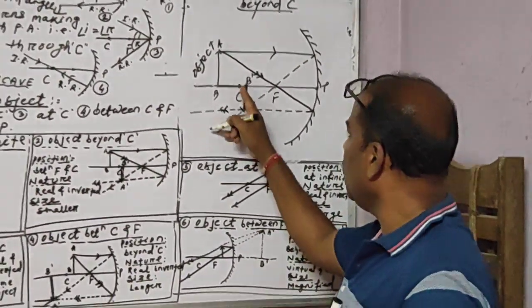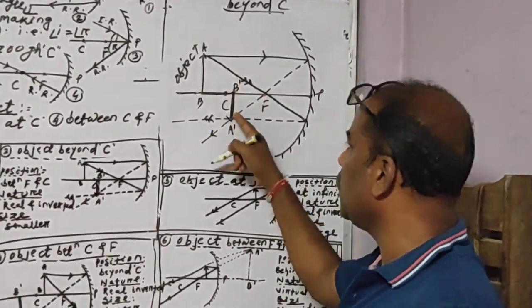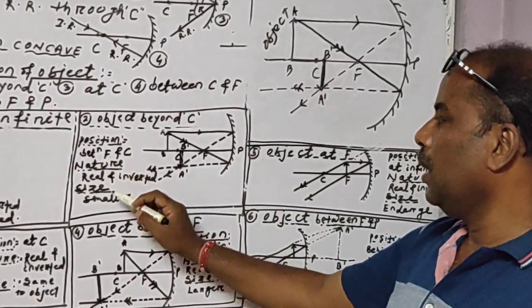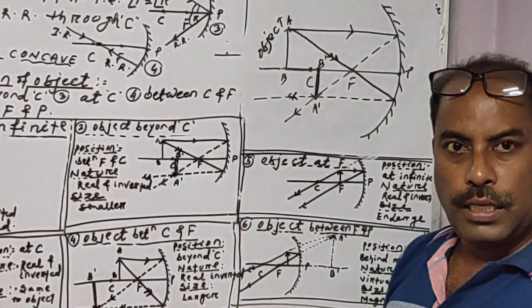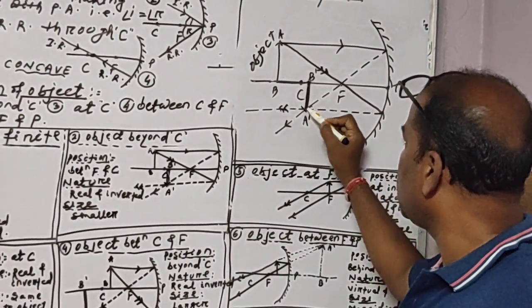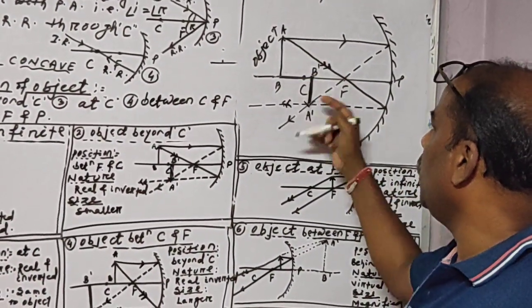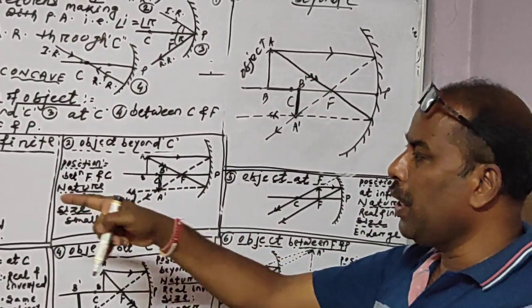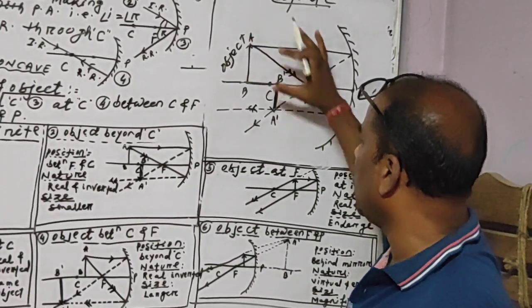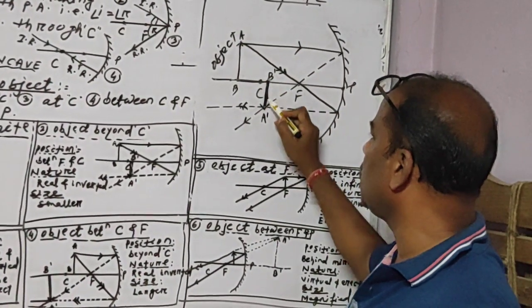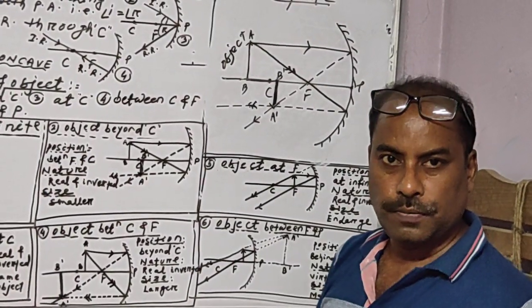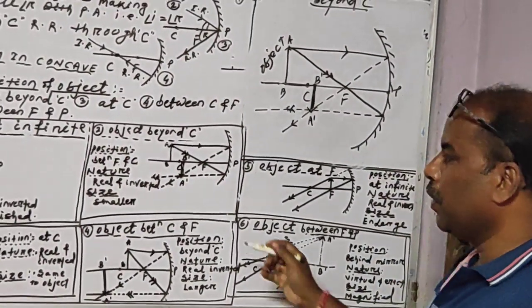And where is it forming? Between C and F only. Position is between F and C, that I have written. Nature, left side, so real and inverted. And size is definitely smaller than this. Always we have to write its size by comparing to the object height or size. So if you see, this is this side, this is this side. Definitely this is smaller than this. So I have written smaller. Clear, I think. Okay.